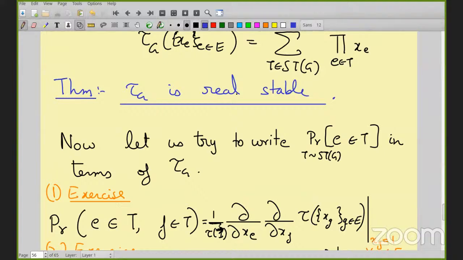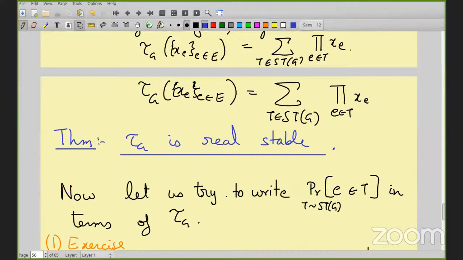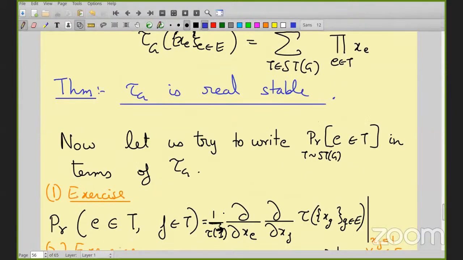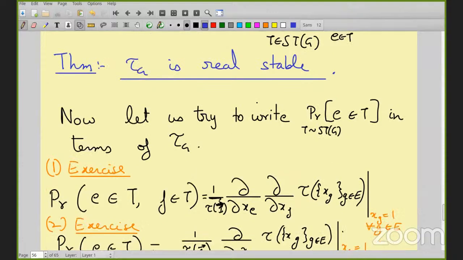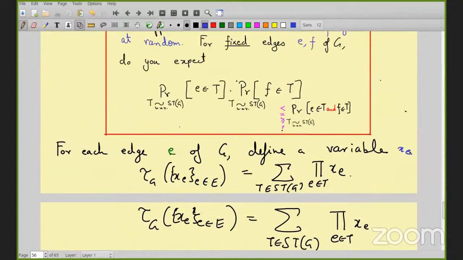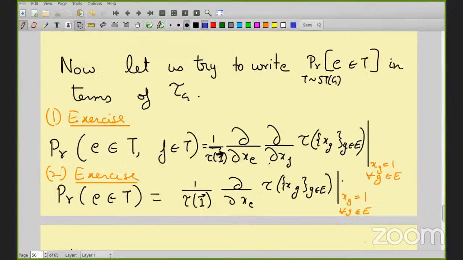But why is that? Why would real stability help? So let's first do that. Let's assume this theorem for now, and let's see what we can do with it. Because with a generating polynomial, you can do some things, right? So let us try to write these probabilities in terms of the generating polynomial.